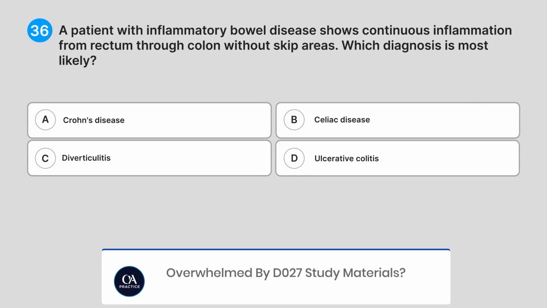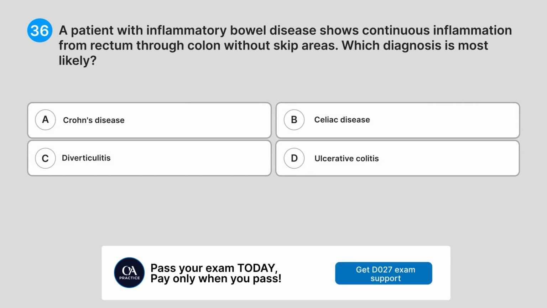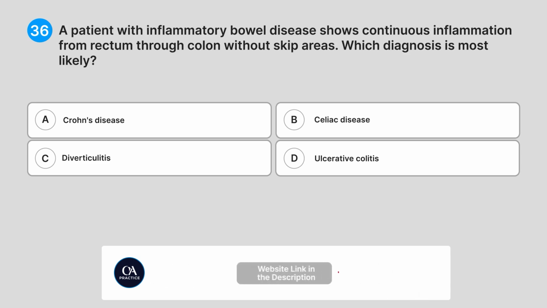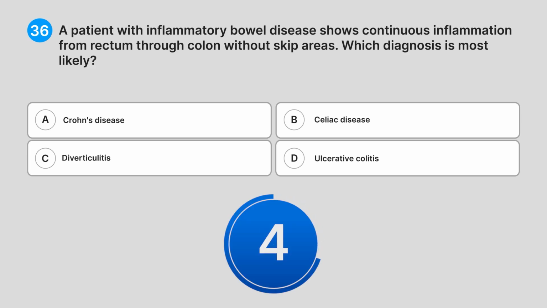36. A patient with inflammatory bowel disease shows continuous inflammation from rectum through colon without skip areas. Which diagnosis is most likely? A. Crohn's disease. B. Celiac disease. C. Diverticulitis. D. Ulcerative colitis. Do you know the answer?